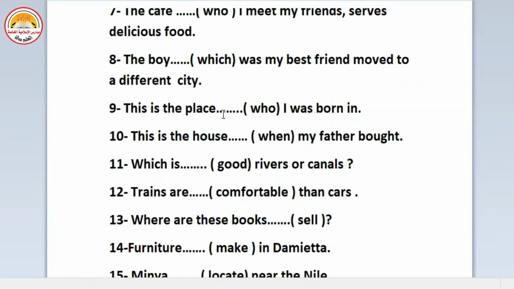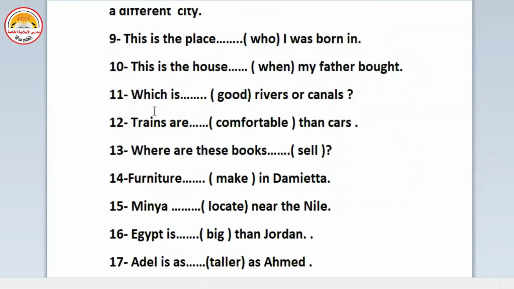Okay, number 9 here. Malak. This is the place I was born in. Very good. Why did she say which? Because there is a preposition, in. So here the correct answer will be: this is the place which I was born in. Okay, number 10, Basmala. This is the house my father bought.